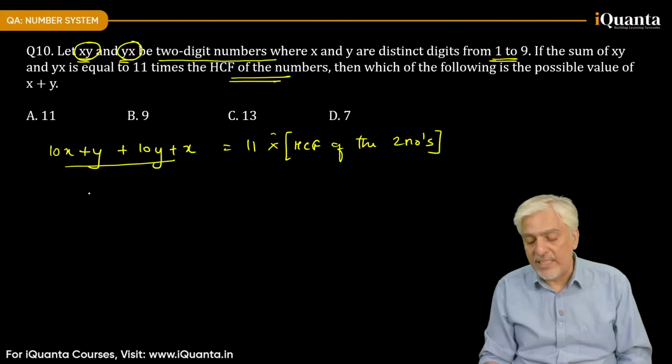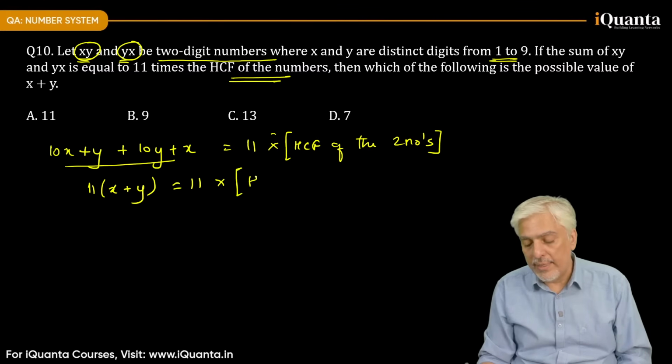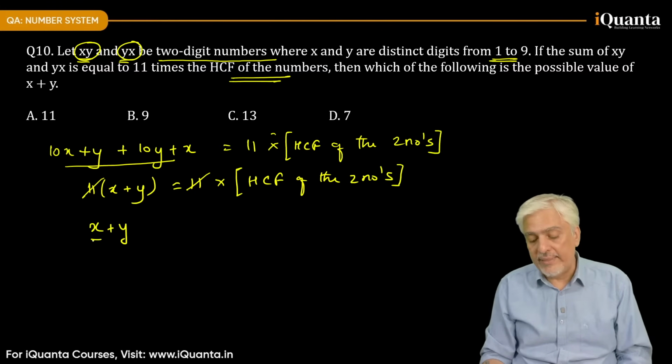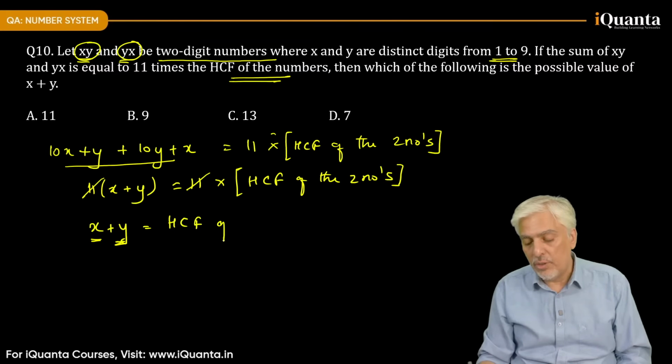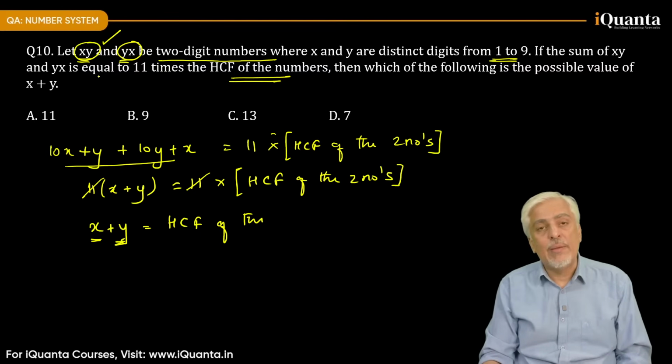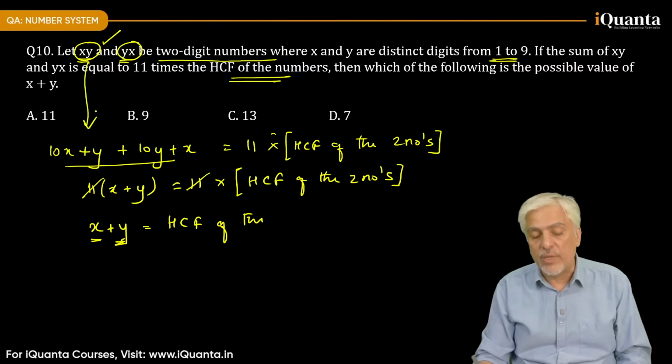Now, this will become 11x plus 11y. And this will become 11 into HCF of two numbers. 11, 11 cut. That means now I want two digits, x and y, such that x plus y is the HCF of the two numbers. A two-digit number, इसीलिए मैं बोलता हूं तुम लोग को नॉन इंजीनियर्स क्यूए का मॉड्यूल देखो. Two-digit number is 10x plus y.